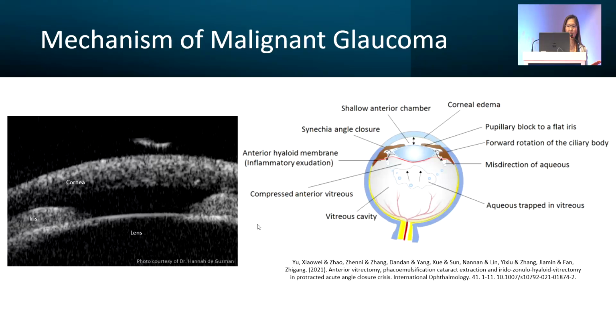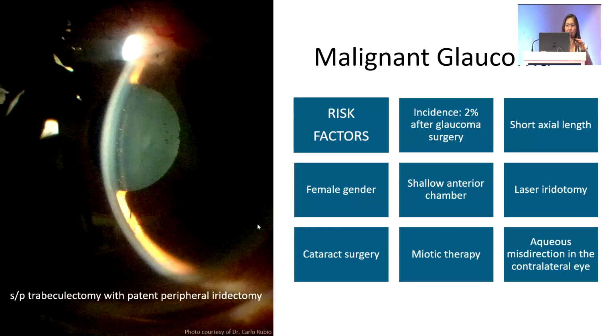One theory is that the misdirected aqueous behind the anterior hyaloid, lens, and the zonules is unable to reach the anterior chamber, causing an increase in the volume and pressure behind the lens, pushing forward the lens, the iris diaphragm, and the ciliary body, causing a pupillary block and increase in pressure in most cases. It occurs in around 2% of glaucoma surgeries.